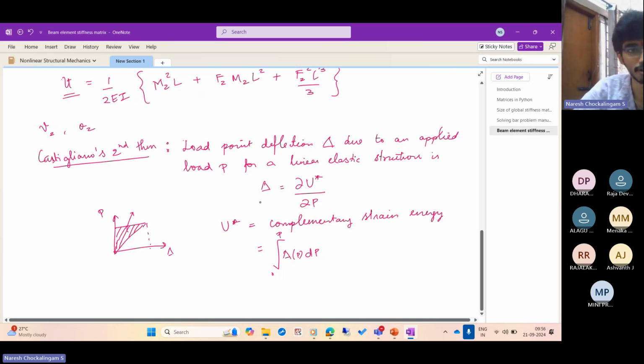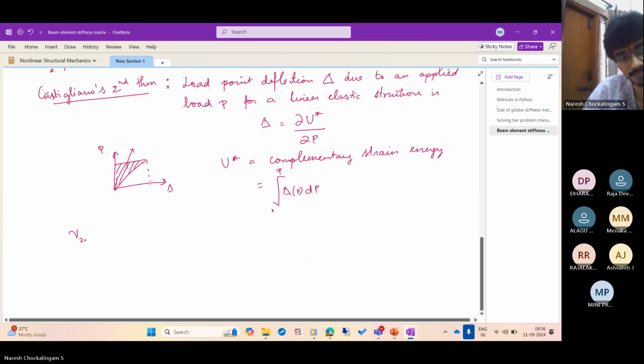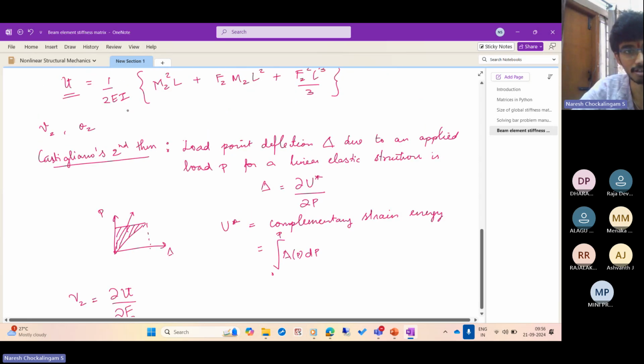Now, as one of you pointed out, V2 is dou U by dou F2. So do the differentiation. What do you get? The first term will not contribute, it's just dependent on M. The second term will contribute M2 L square by 2 EI. And the third term will contribute F2 L cube by 3 EI. So you get a 2F2 and the 2 gets cancelled with the 2 outside.